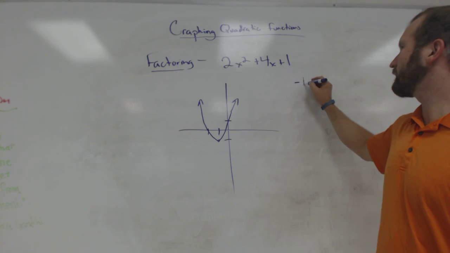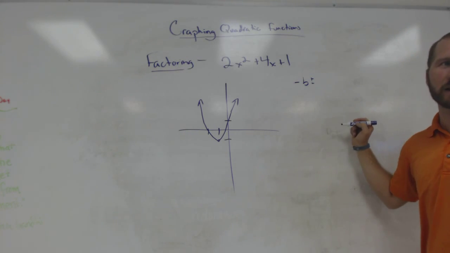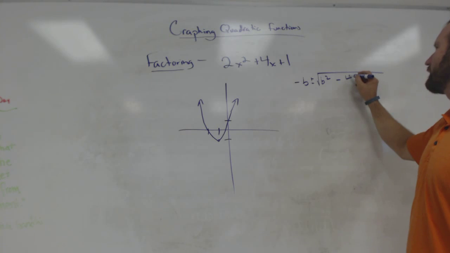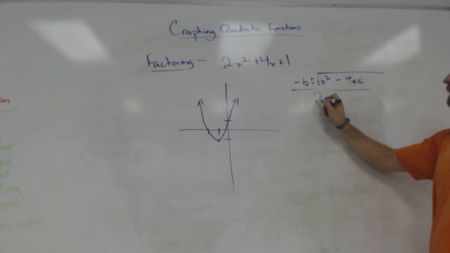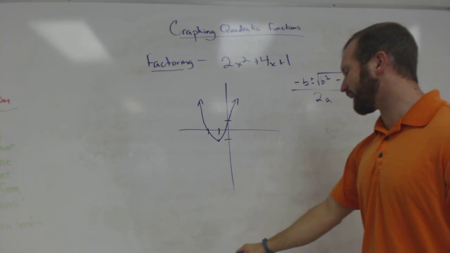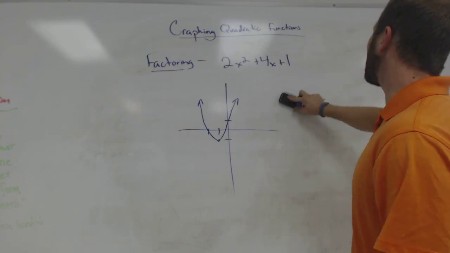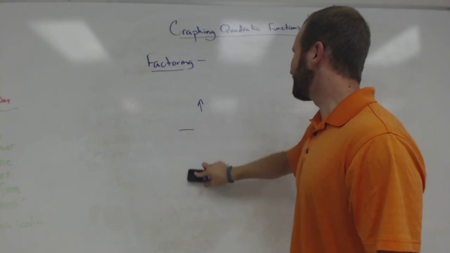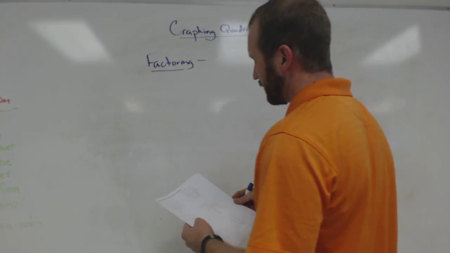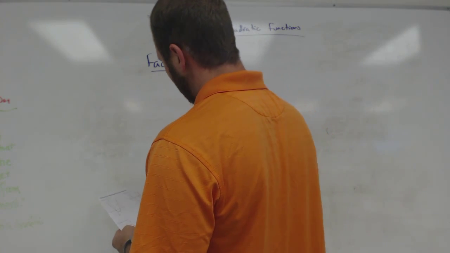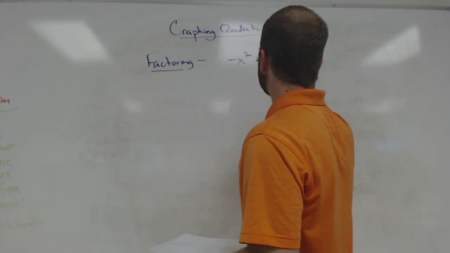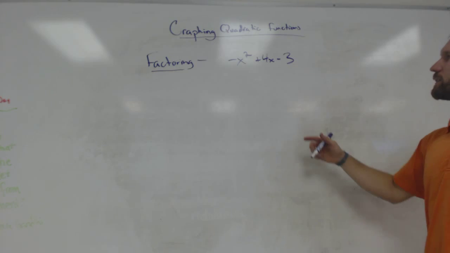Starts like this: -b plus or minus square root of b squared minus 4ac over. Does this look familiar? Oh, maybe you didn't do this last year. Okay, cool. We're not going to go there today, then. So never mind that. I'll just pick one that you can factor. Sorry, I thought that you guys had learned that last year. Okay. Let's factor this one because we can factor this.